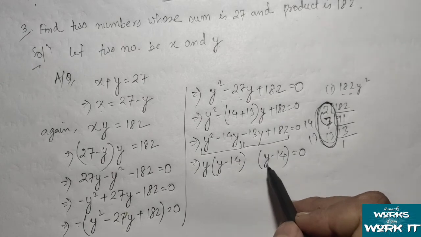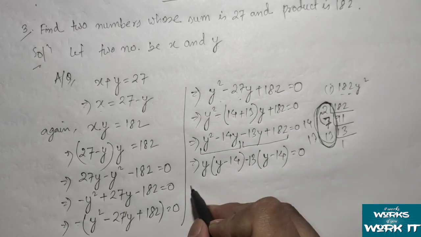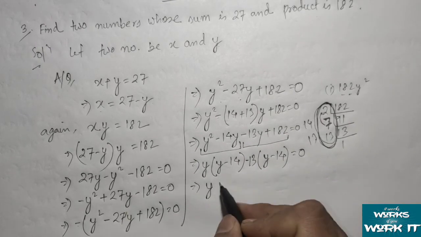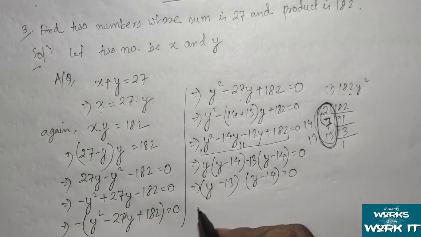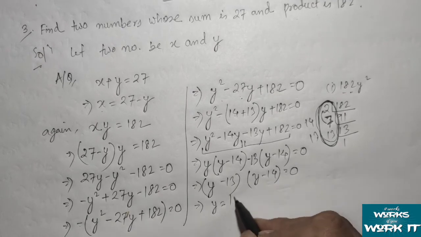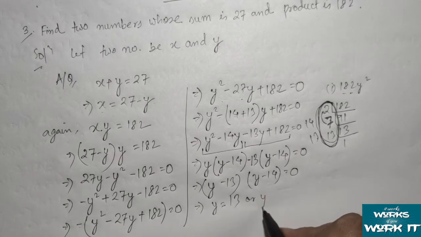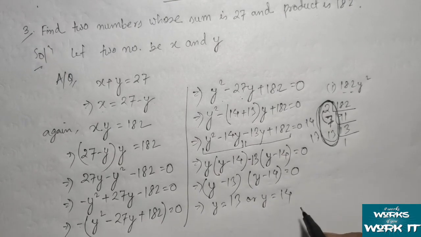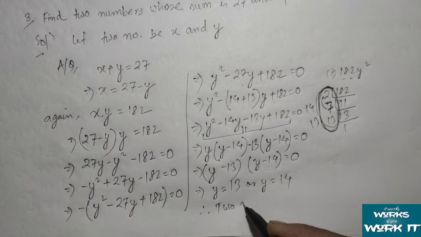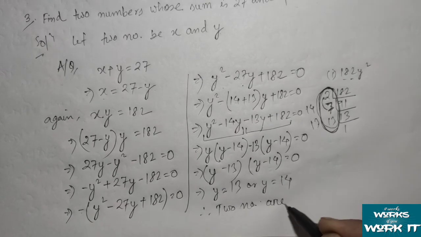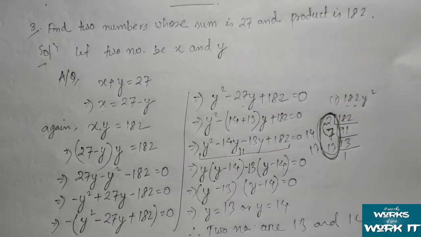Now what number will be multiplied with y in order to get minus 13y? So it is simply minus 13. Okay, so from here I am getting y minus 13 and y minus 14 equal to 0. So y will be equal to, from this one we have done already the steps, so I'm writing directly y equal to 13 or y equal to 14. Okay, so therefore we can write the 2 numbers are 13 and 14. Okay, so this is the solution for question number 3.